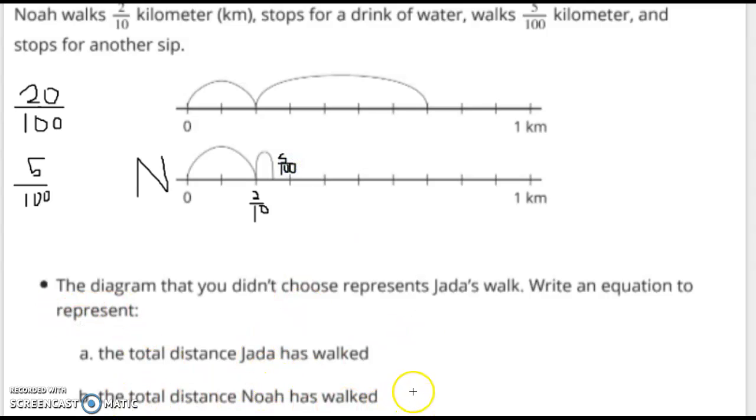So the total distance Noah walked. So we changed them up there. So we have 20/100 for 2/10 plus our 5/100, which would equal 25/100.